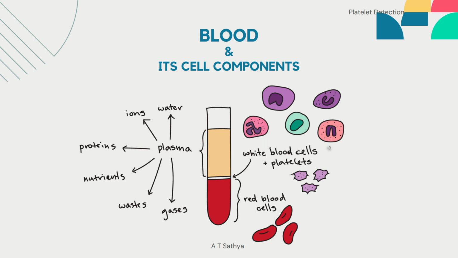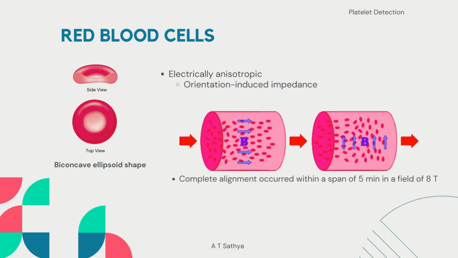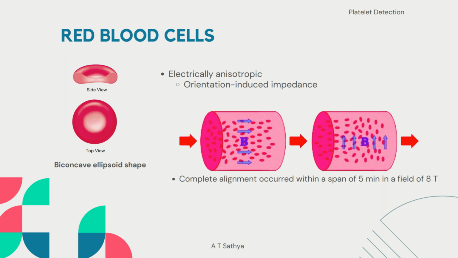As we are here to detect platelets using impedance, the knowledge of which are going to conduct and which are going to resist is very important. As the plasma mainly contains water and ions, we put them into the completely conducting basket. But RBCs possess unique electrical properties. So let's uncover them.